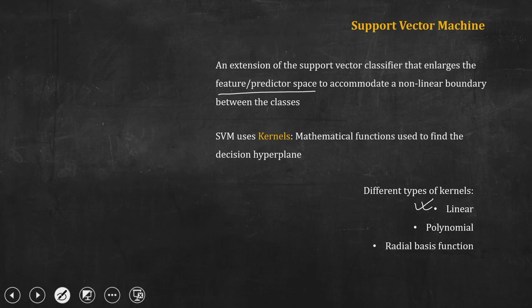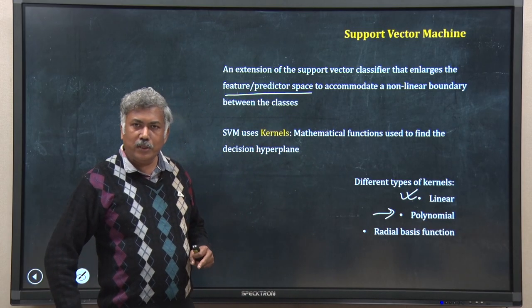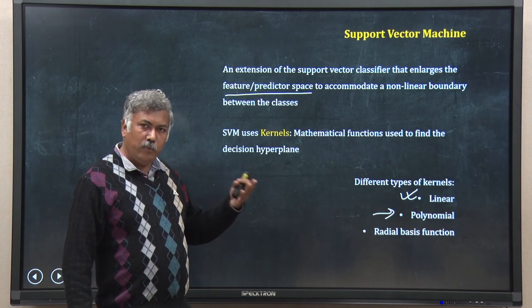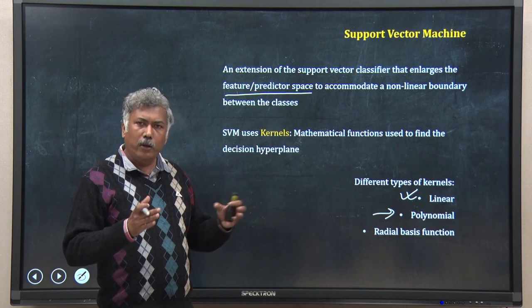Similarly, it can have a polynomial kernel. The quadratic equation that I used is a polynomial of degree 2. You can have cubic functions also. So, you can have a cubic kernel; all together they are called polynomial kernels.